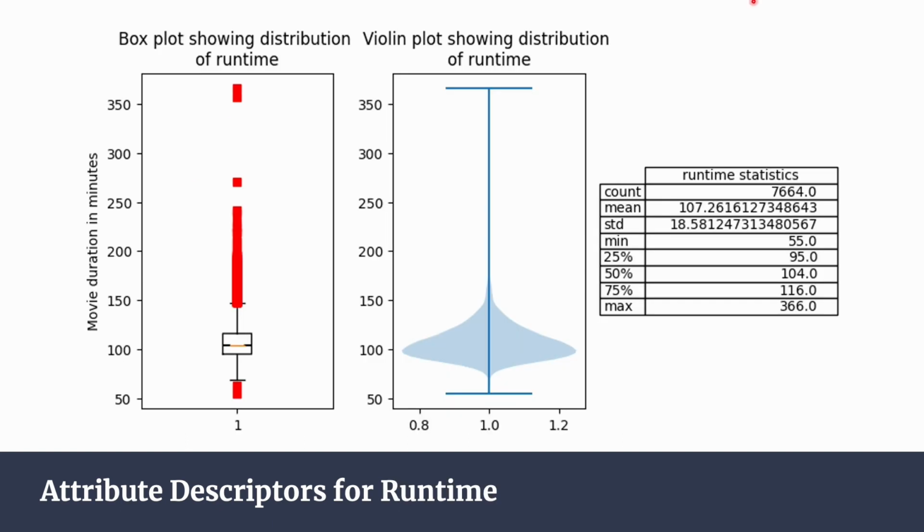Then we can see the attributes for runtime, and then we'll have budget and gross, and they're pretty much all analyzed the same way with a box plot and a violin plot. So as you can see, the average length of a movie is about 107 minutes, which makes sense. The shortest movie is 55 minutes, and the longest movie is 366 minutes.